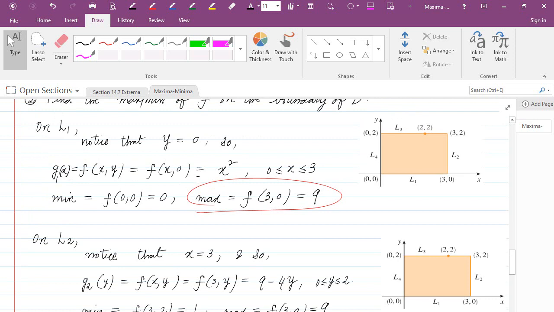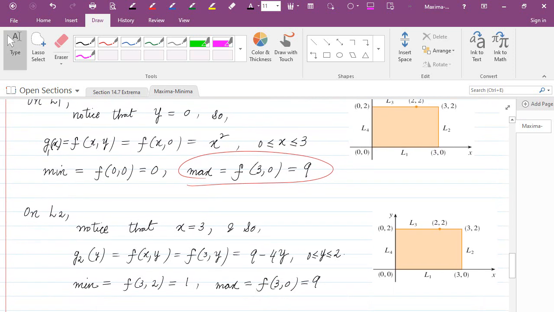I'm calling that g of x, and so x is between 0 and 3 here on this line L1. So x squared is clearly an increasing function from 0 to 3. So the maximum of this function occurs at 3 and the minimum occurs at 0. And we see that the minimum would be then f of (0, 0), because remember y is 0 here. So f of (0, 0) would be the minimum, which is 0. And the maximum would be at 3, so f of (3, 0), that's 9. So those are the max and min on line L1.